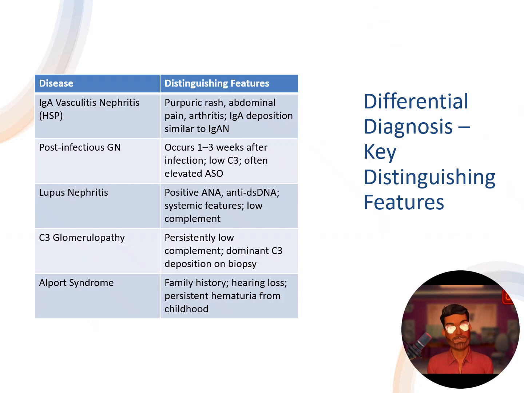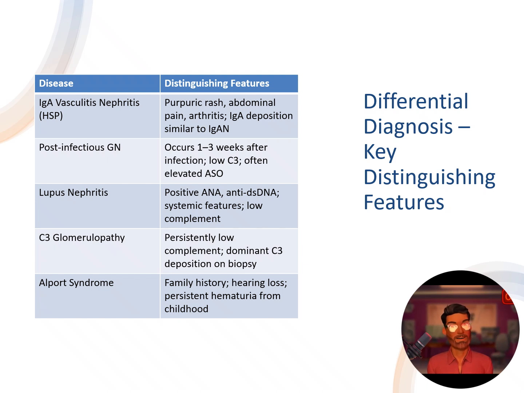Clinically, the distinguishing features of IgA vasculitis, what was formerly known as HSP, while it does have a very similar IgA deposition on biopsy, but it does come with other features, such as the purpuric rash, the abdominal pain, and the arthritis. Remember, serum IgA is not a useful test.